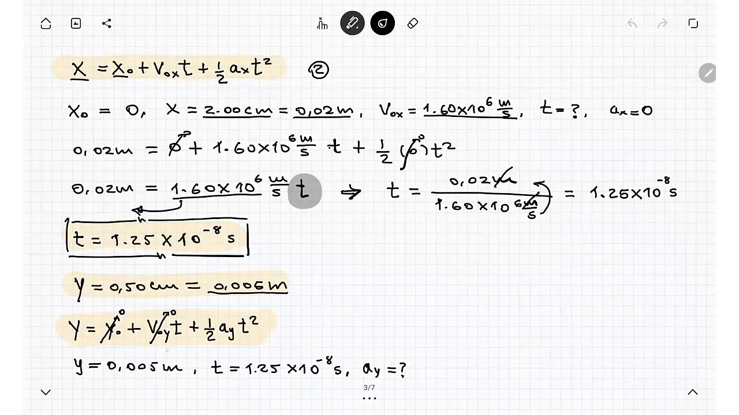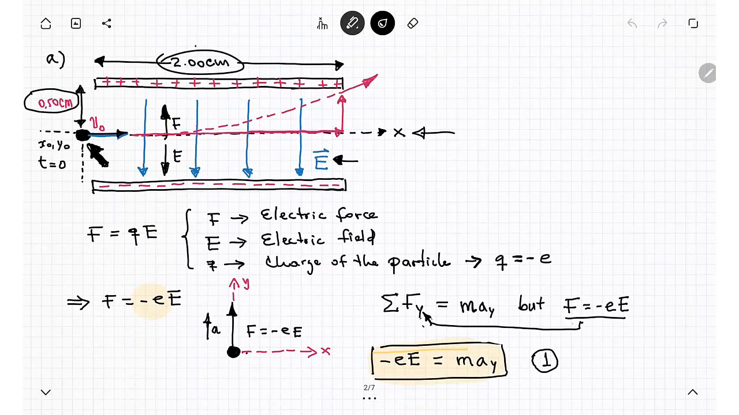So y is equal to 0 plus 1/2 of the acceleration multiplying the time squared. The particle experiences a force along the y-axis. Why? Because the particle enters this region and there is an electric field. That electric field deflects the path of the particle. Its trajectory is not going to be as is shown on the illustration if we suppose that there is no force.